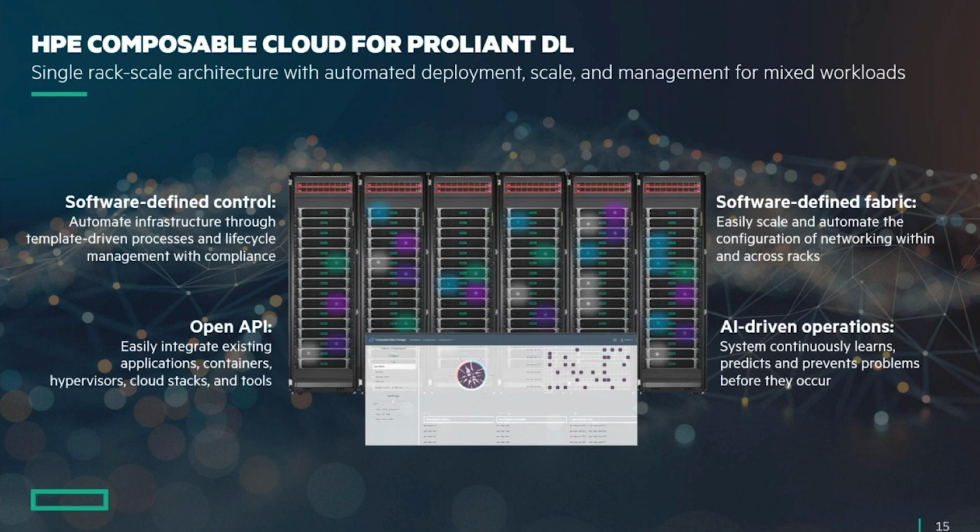Of course, an integral part of this that I've mentioned is the HPE Composable Fabric. This is a software-defined fabric for the rack row level that allows you to easily scale and automate the configuration of networking within and across racks. So, this is what enables that physical wire-once architecture and bridges that important gap so that we can get to a world where we can fully automate the DL environment.